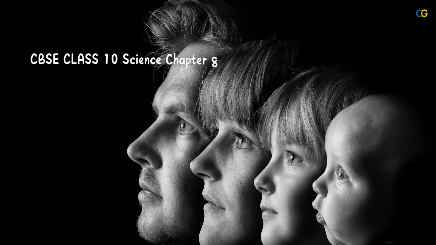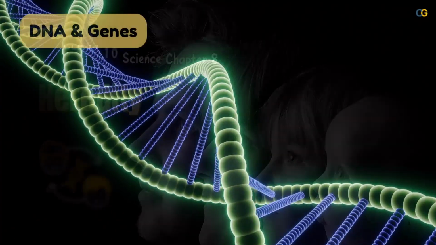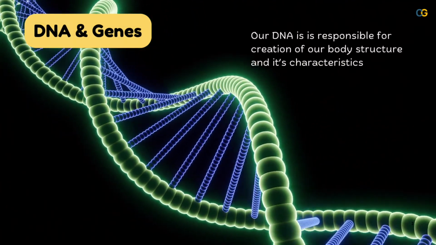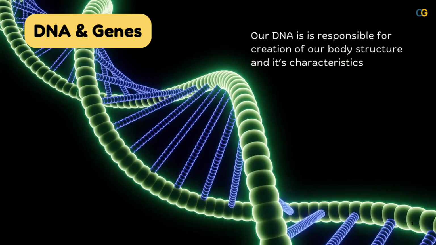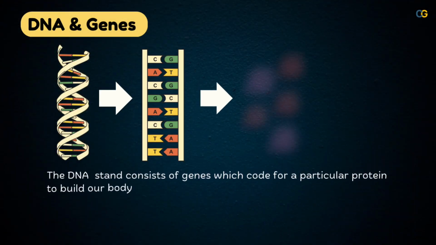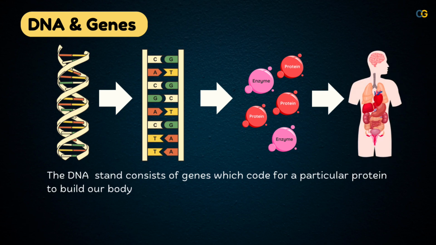Let us master the CBSE Class 10th Science Chapter 8 Heredity. We know that our DNA is responsible for the creation of our body structure and its characteristics. But how does our DNA do that? Well, a DNA strand consists of genes which code for a particular protein or enzyme to build our body.